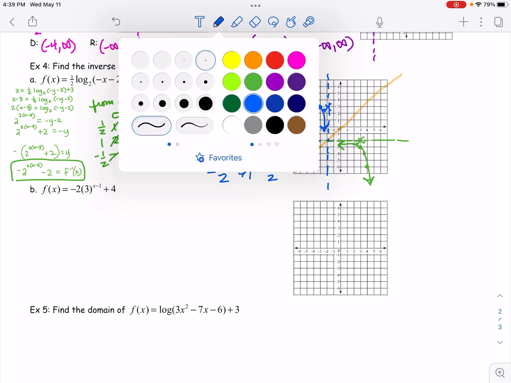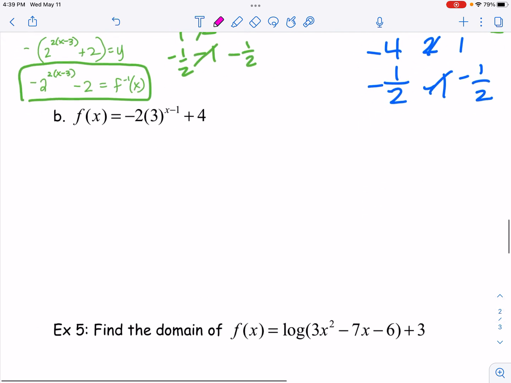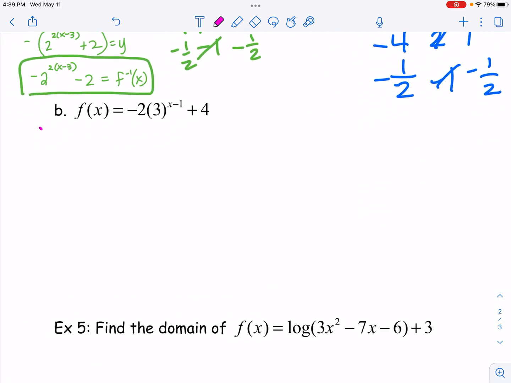So I'm going to go back, and I'm going to find that inverse first. You don't have to do that. You can graph this as is. So switch the x and y. Isolate the term that has the exponent. What is being raised to the power is 3. So I need to isolate the 3 to the y minus 1.